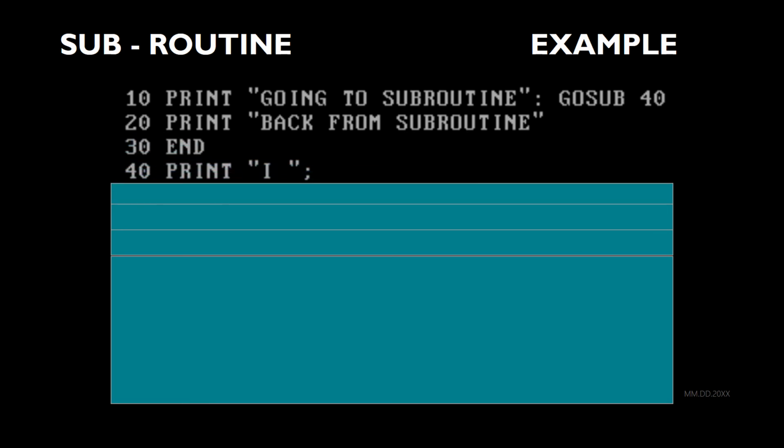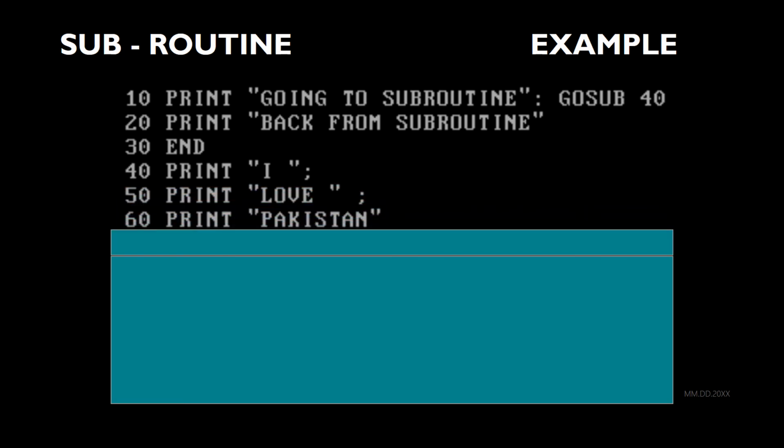Line 40, where our subroutine starts, has PRINT "I", PRINT "Love", PRINT "Pakistan". These three statements are part of the subroutine. I have just written three print statements here. You can do anything over here because a subroutine contains multiple statements in multiple lines. You can use functions, you can use recursive functions, you can use loops or any other thing.